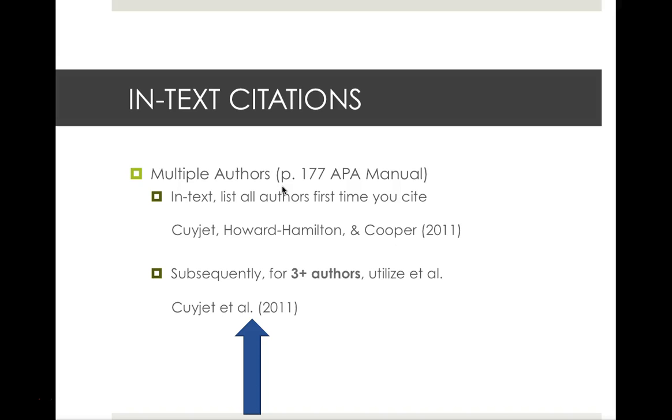Subsequently, every time you utilize that same source in your text, if there are 3 or more authors, you utilize the et al. Another common mistake is where to place the punctuation in the et al. You can see here that the period comes after the al. Again, you only use et al. when a piece has more than 3 authors and when you've already cited it with the full authors the first time in text.